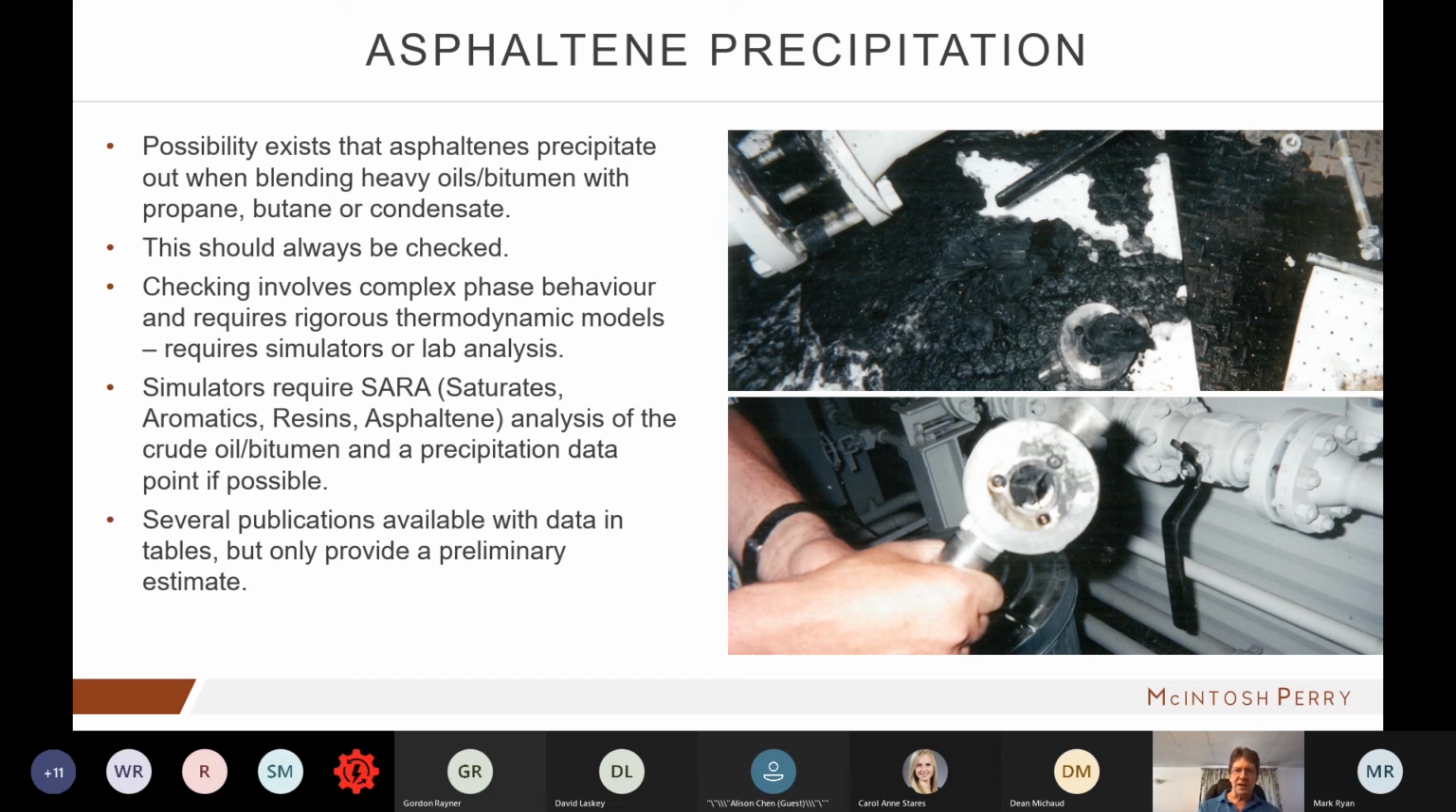Unfortunately, it's not the easiest thing to do. We don't have any kind of fast equations like I showed you for some of the other properties that are the sort of 10-minute models. It's actually pretty complex phase behavior. And if you're going to check it, which I'm saying you should, you really should check it using a simulator. And so here the simulator comes in and becomes invaluable, or through lab tests. If you're going to use a simulator, you're going to need a SARA analysis, saturates, aromatics, resins, and asphaltene of your crude oil. And then that's going to have to get plugged into the asphaltene precipitation model.